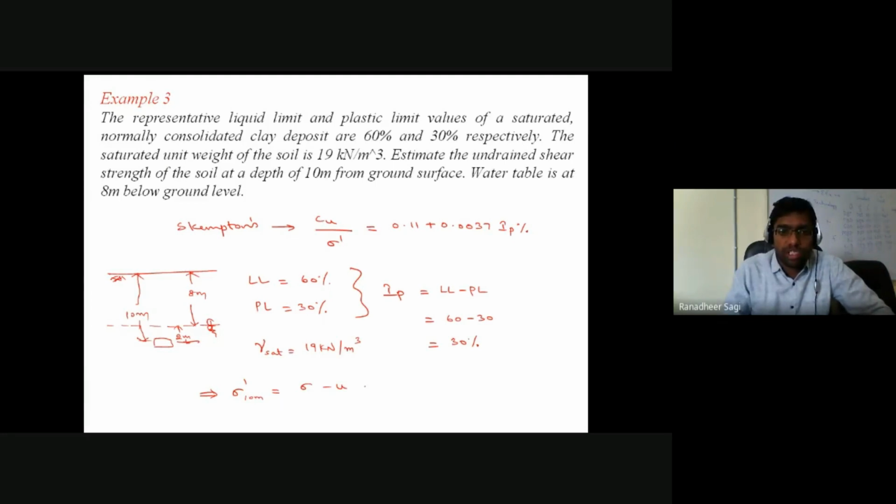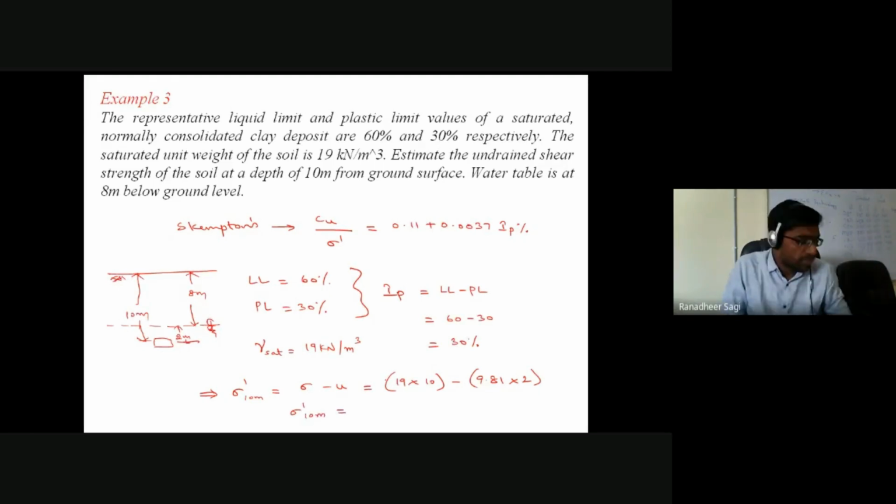So what becomes my total stress? Total stress is nothing but unit weight of soil, 19, into depth of 10 meters, minus pore water pressure. Unit weight of water is 9.81 into the pressure head corresponding to the soil position. So how much is my pressure head? From the water table, the soil is at a depth of 2 meters. So pressure head is 2. If I calculate my effective stress at the depth of the 10th meter, it comes out to be equal to 170.38 kilonewton per meter square.